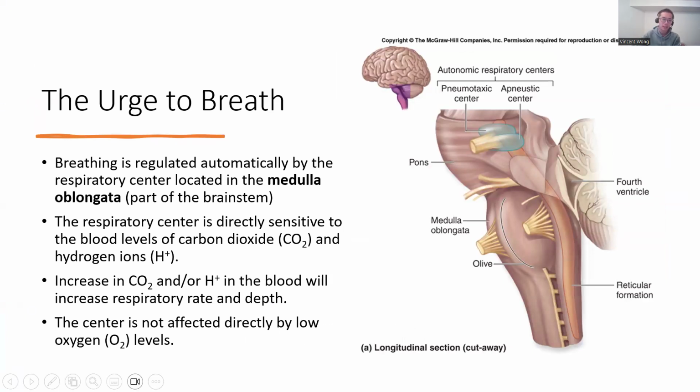Okay, the urge to breathe. You have a part in the brain, in the brainstem specifically, called the medulla oblongata. Medulla oblongata. You will learn more about this later on in the course. But the medulla oblongata has a respiratory center in it, and its job is to detect carbon dioxide as well as hydrogen ion, both of which are used as an indicator to trigger breathing.